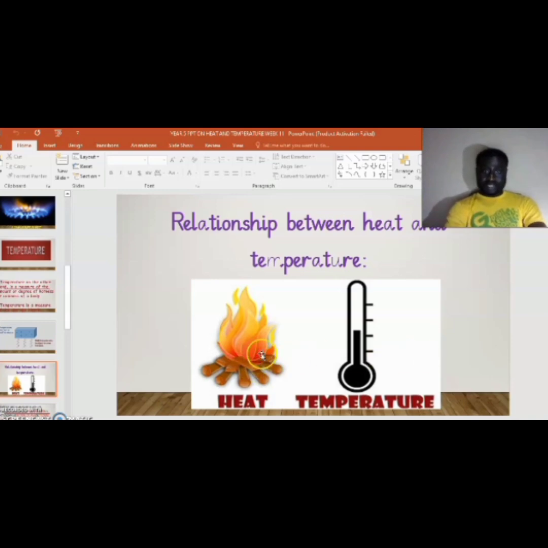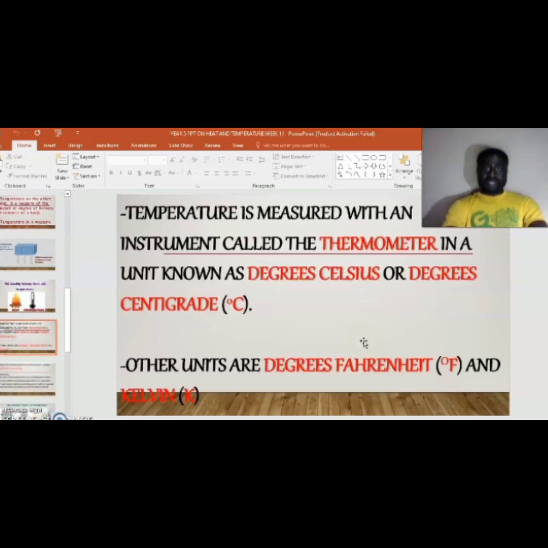As you can see in this picture, heat is supplied from different sources. Then temperature as in a thermometer here. So temperature is measured with an instrument called the thermometer in a unit known as degrees Celsius or degrees centigrade, and it is represented with this symbol, superscript 0 and capital letter C. The other units are degrees Fahrenheit, that's superscript 0 and capital letter F, and Kelvin. So we have different scales for measuring temperature, as you can see in this case.